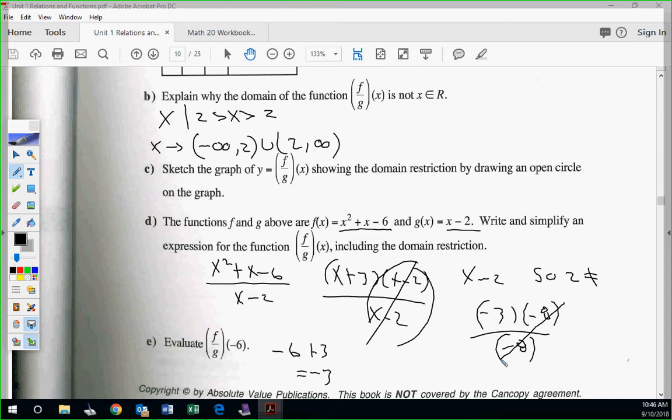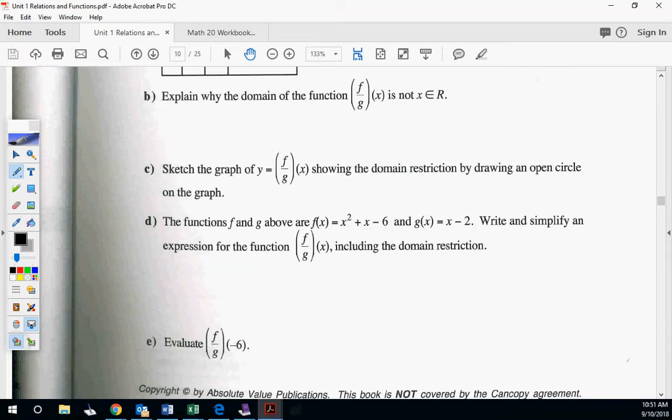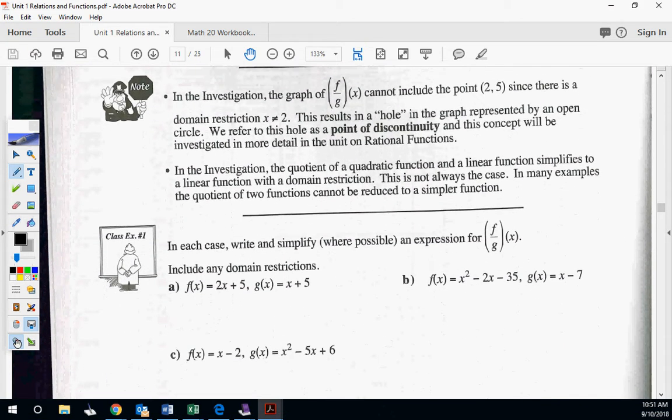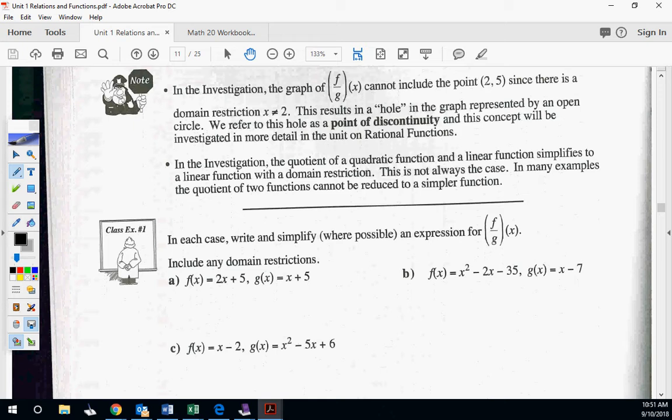Don't let me over-explain and confuse you, okay? Ask questions. I just want you to see both sides. We plugged negative 6 into the simplified version, and then we plugged it into the unsimplified version, and we still got the same answer either way of negative 3. That's all we did. All right, let's go on here. Let's get to the investigation part. So it says, in the investigation of the graph, f over g of x cannot include the 0.25 since there's domain restrictions, x can't be 2.